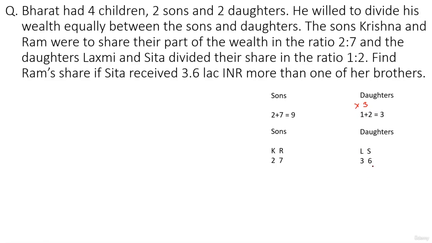Okay, now the comparison also becomes really very easy, guys. How? If you observe, Sita gets 6 units. 6 units definitely 7 से छोटा है, 2 से बड़ा है, right? So definitely the difference given to us is for 6 and 2 only. Okay, Sita receives 3.6 lakhs more than one of her brothers. That brother definitely has to be Krishna, because Ram has 7 points, which is more than Sita's score of 6, right? So the difference of 6 minus 2, 4 corresponds to 3.6 lakhs.